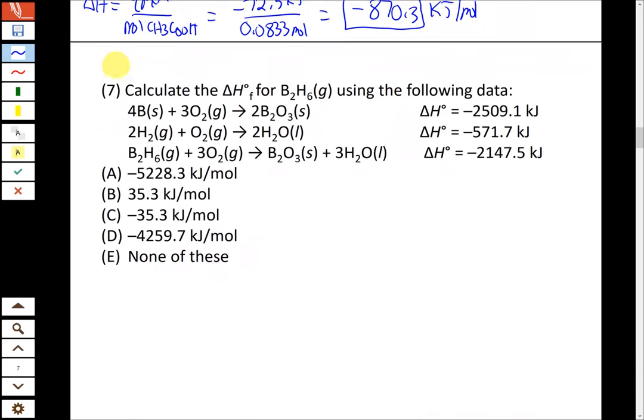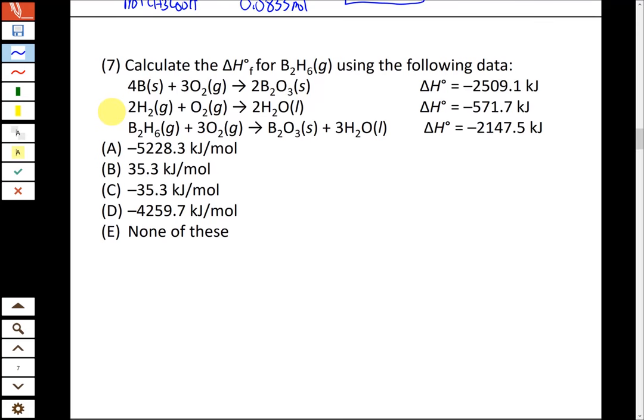Okay, so for number 7 here, we're asked to calculate delta H of formation for B2H6 using the following data. So this is going to be a Hess's law problem where we're using three given thermochemical equations that have balanced equations with delta H values associated with them, and we're going to combine those in some way to find delta H for a different reaction. Now here, though, we didn't tell you exactly what that reaction is that we're looking for. But we told you that we're trying to find the delta H of formation for B2H6.